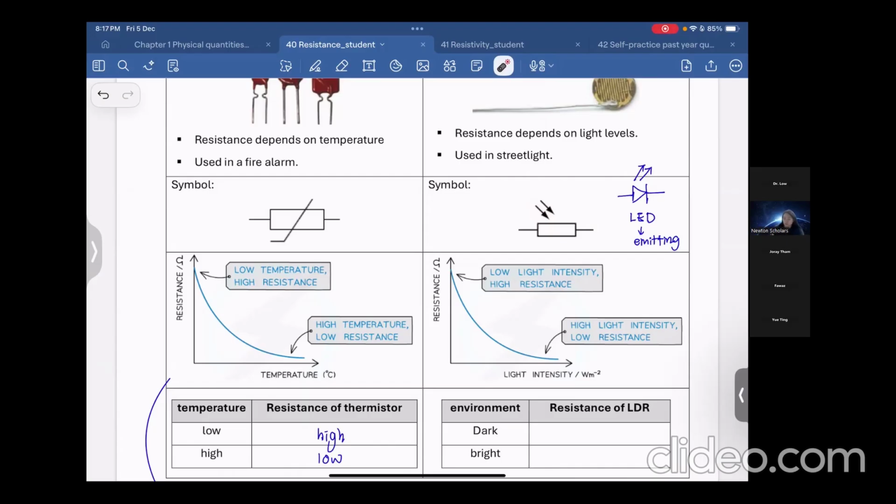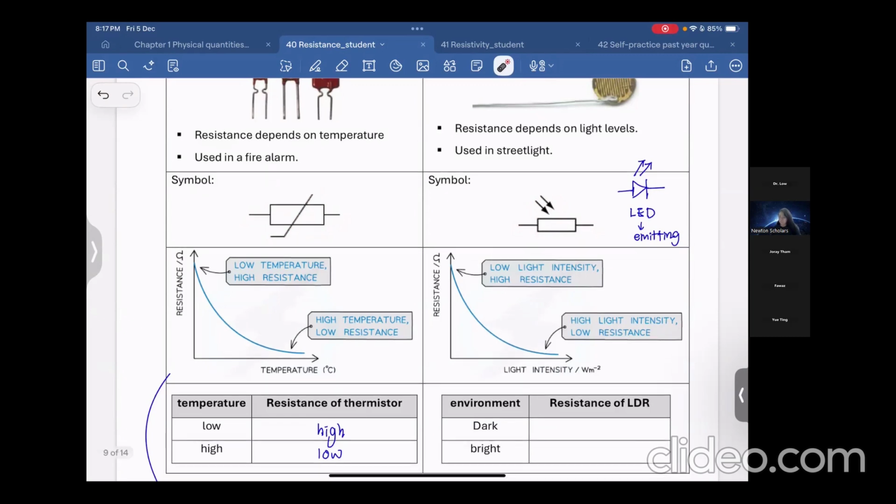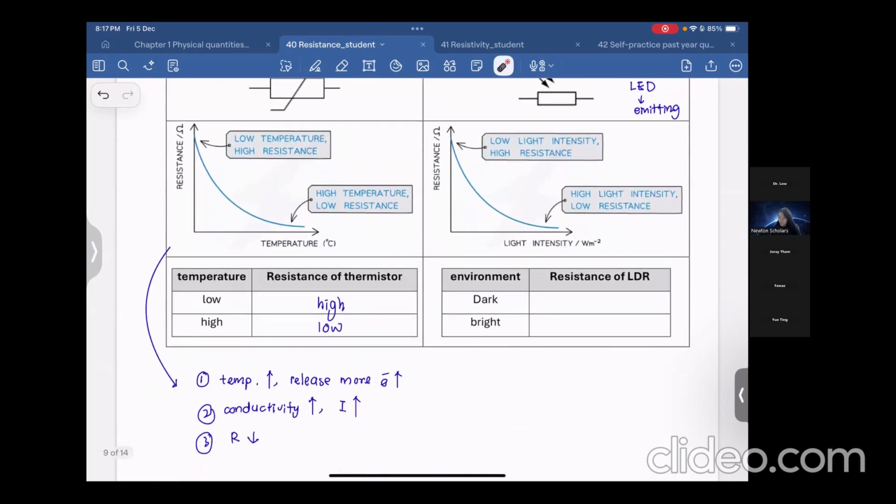And then, can you observe this one? The LDR and thermistor, their basic structure is a resistor, and then we add this one and add the arrow. So basically, these two sensors are one type of resistor. Okay, here, same thing: when light intensity increases, resistance will decrease.